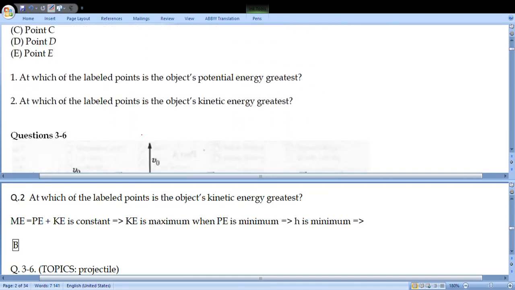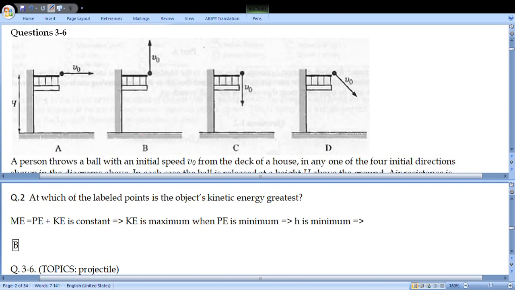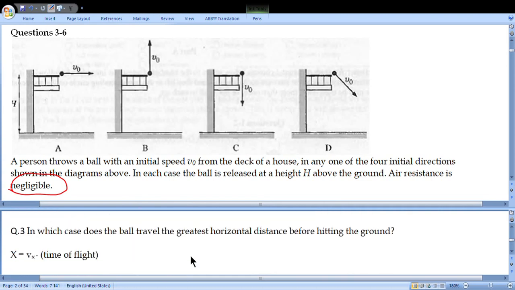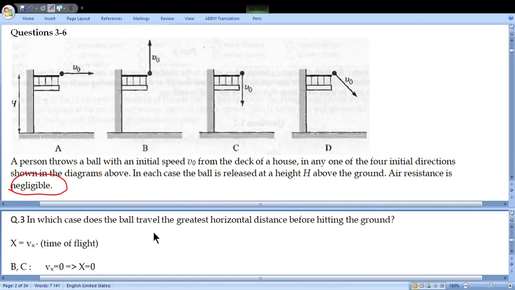Questions 3 to 6. Let's open the question. A person throws a ball with an initial speed v0 from the deck of a house in any one of the 4 initial directions shown in the diagram above. In each case, the ball is released at height H above the ground. Air resistance is negligible. Question 3: in which case does the ball travel the greatest horizontal distance before hitting the ground?